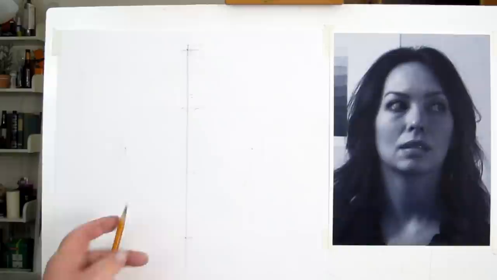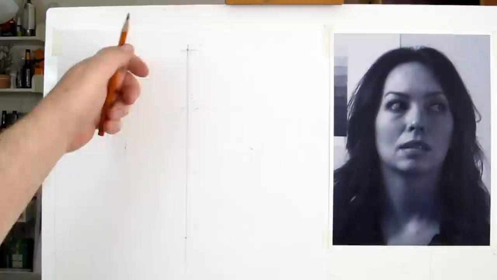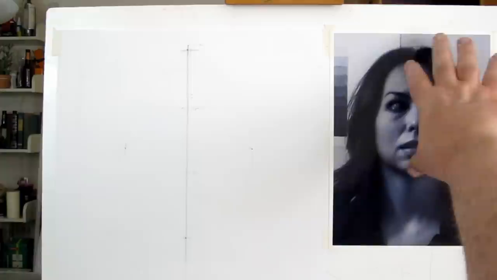So we've taken this distance here, and again, we've taken that distance 1.5 times, and this is now the height to width ratio of this person's head. And again, it's falling right about here. And so the hair is going to be just a little bit above that.